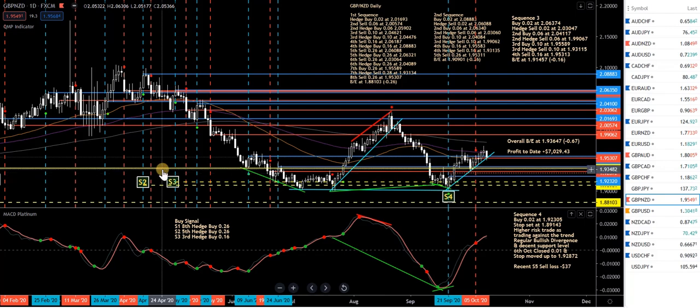Overall break even on this one is this solid yellow line. Because I've got so many sequences, I just like to have my overall break even. So that's what I'm aiming for. It's not that far away. And in the meantime, look at the profits I've been racking up on this thing. 7,000.